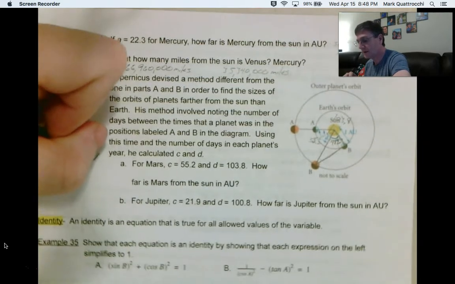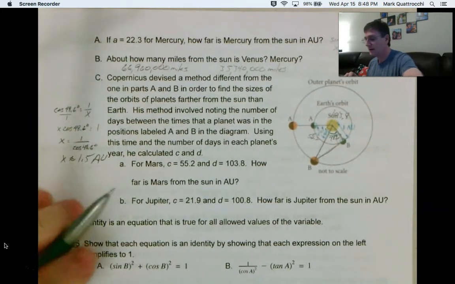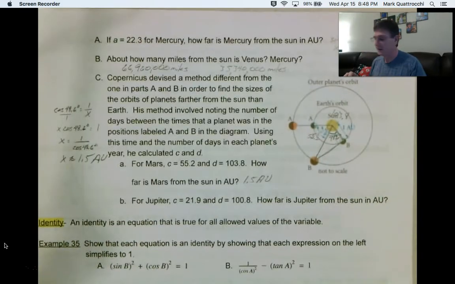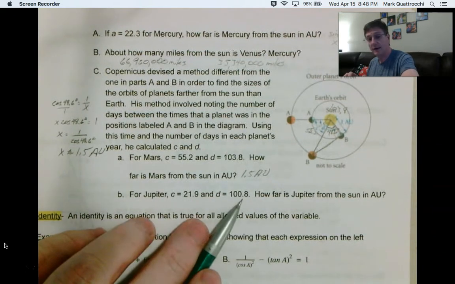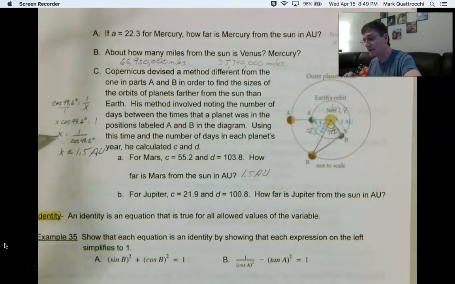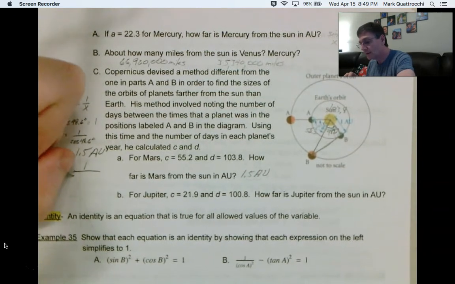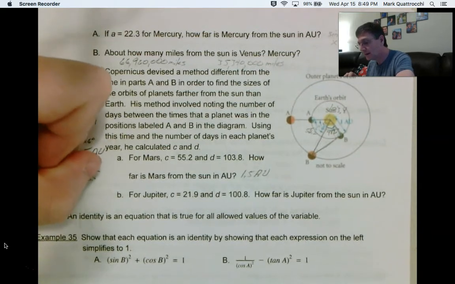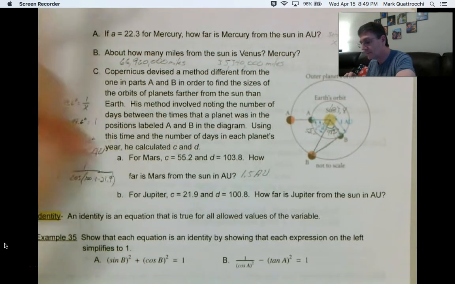1.5 astronomical units. Okay, that's how far Mars is to the sun. Jupiter, 21.9, 100.8. How far is Jupiter from the sun? So I'm going to skip right down to, we'll call it y this time. Y equals 1 over cosine of 100.8 minus 21.9 degrees.